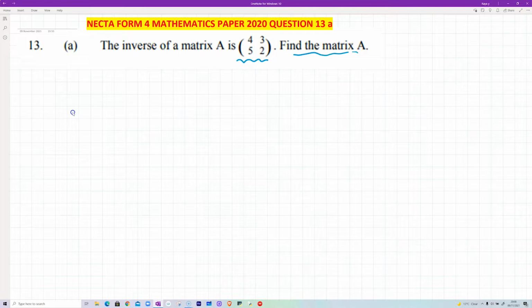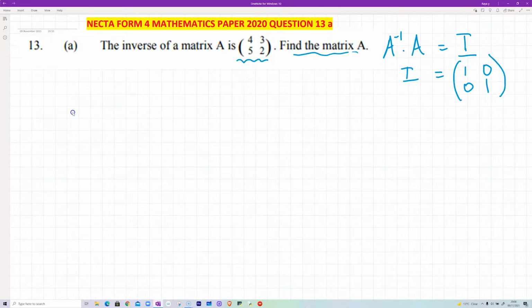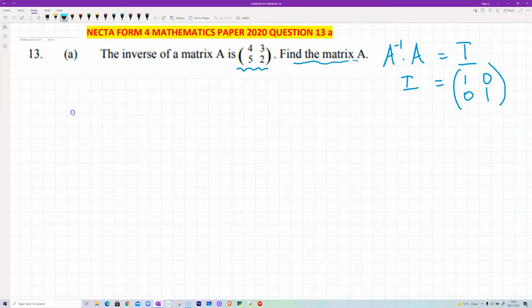What you need to remember in order to do this is that A inverse multiplied by A itself gives you the identity matrix. So what is the identity matrix? That's 1 0 0 1. We're going to use this in order to find this A here.